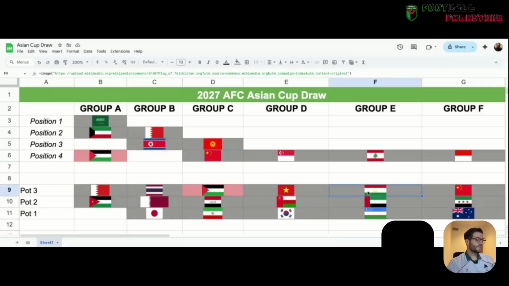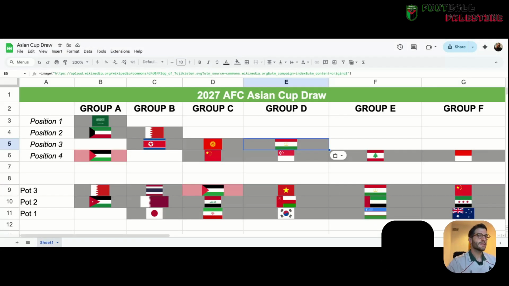Tajikistan into Group D. Debutants after first qualification in 2020. I think Tajikistan and Singapore will be happy to see each other. Both teams will fancy that they can get a result, I think, against this other team. Tajikistan obviously trying to go the extra step. On their debut, they made it out of the group.